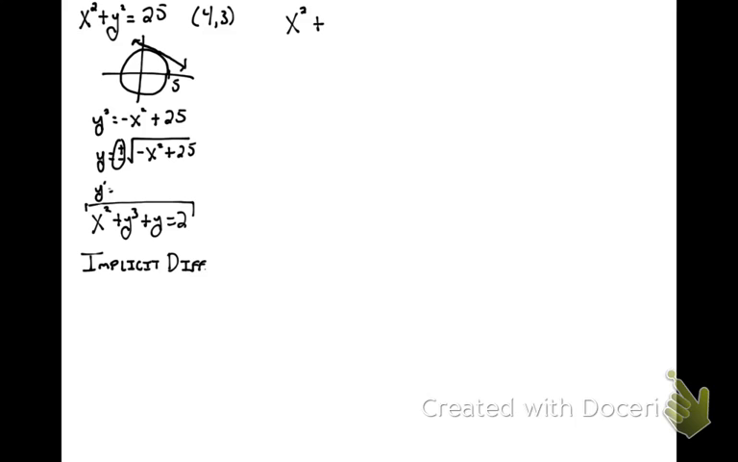So instead of solving for y, we're going to take the derivative of each piece. And in this case, we're going to take the derivative of each piece with respect to x. So let's do this in a lot of detail. The derivative of x squared is 2x, and the derivative of y squared is 2y, and the derivative of 25 is 0.